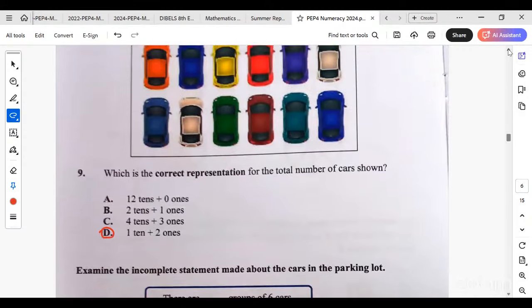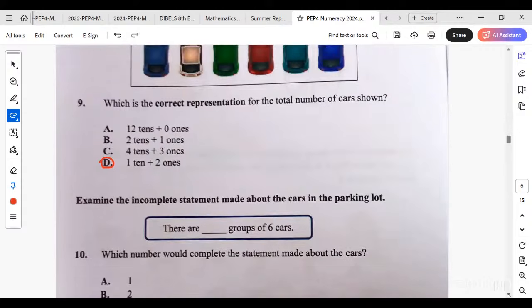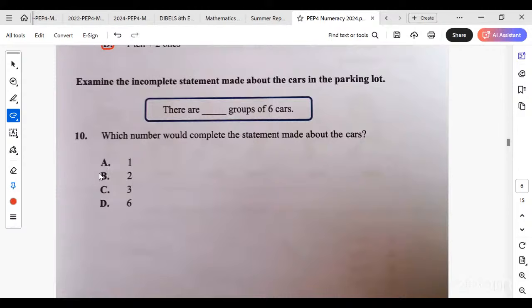Again, we had found 12 cars. So that means there are 2 groups of 6 cars. All right, 2 groups of 6, that would give us 12. So the correct answer for 10 is B. 2 groups of 6 cars.